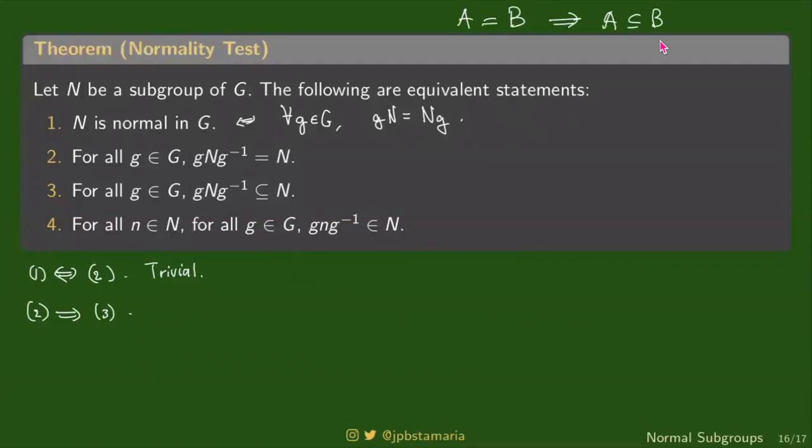Pero ang tanong, bakit si 3 equivalent kay 2? Bakit ini-imply ni 3 si 2? Trivial ito by definition. Pero bakit si 3 nai-imply si 2? Kasi this is amazing. Why? Kasi in general, kapag si A ay subset ni B, it doesn't mean that A is equal to B, right?